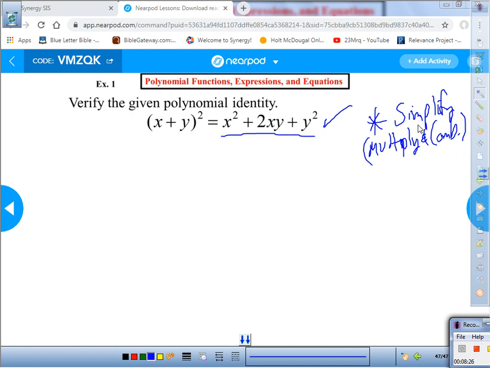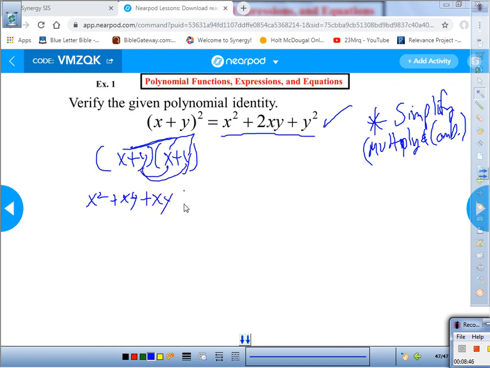That means this side's already simplified. How about this side? X plus y times what? X plus y. Can we multiply those? Yeah. What is x times x? X squared. X times y, xy. Y times x, xy. And y times y is y squared.